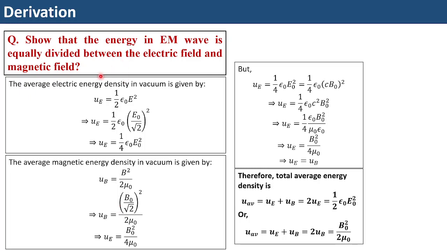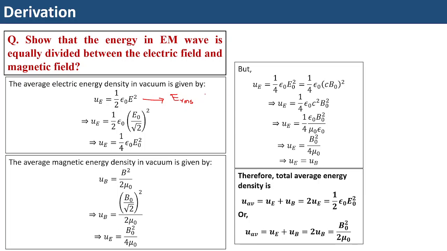So the average electric energy density in vacuum is given by UE, which is equal to half of epsilon naught E square. Now this is something that you have to remember. By the way, this E which I have written here is nothing but E RMS, the root mean square value of the E, because the electric field continues to vary. So which E we have to consider here is the RMS value of the electric field.